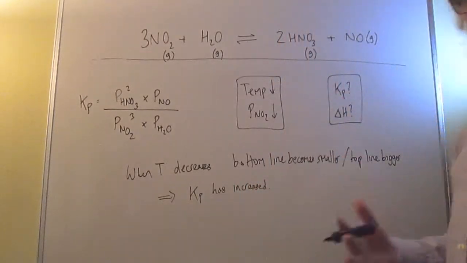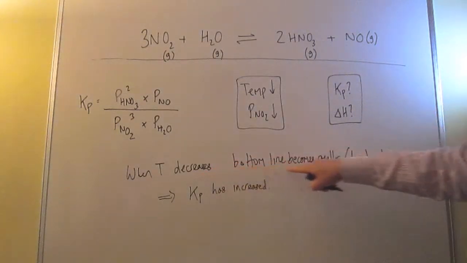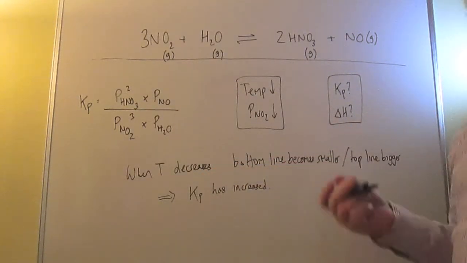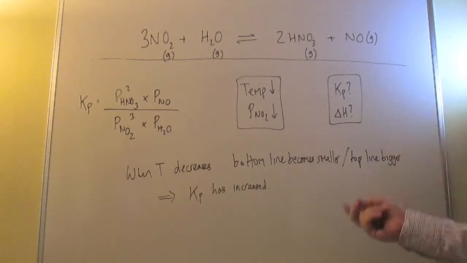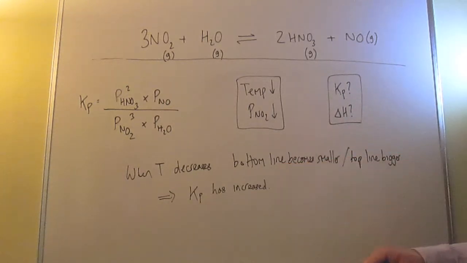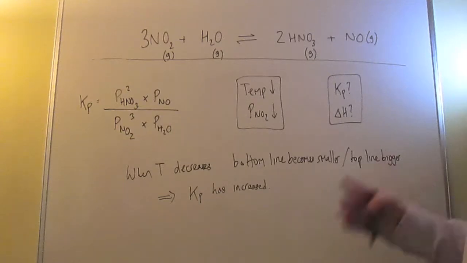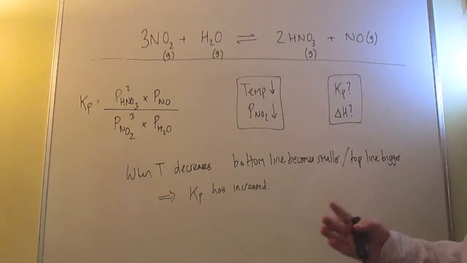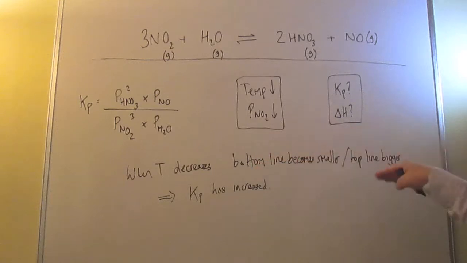And again, it's a really good idea to write down a statement like that about what happens to the top line and the bottom line. Because first of all, you're much more likely to get it the right way round if you write it down. And secondly, because it shows the person marking it that you haven't guessed, that you've actually worked it out by thinking about the top line and the bottom line.